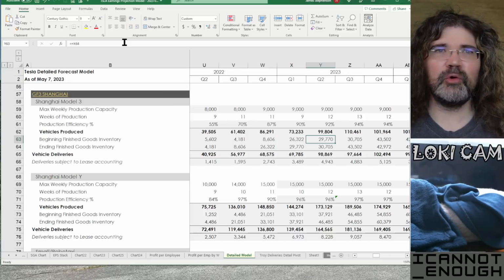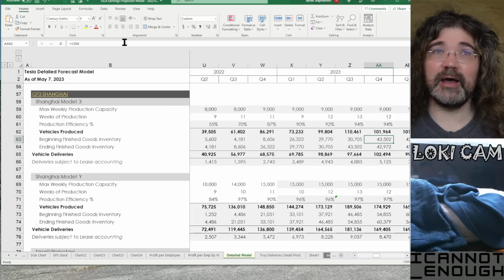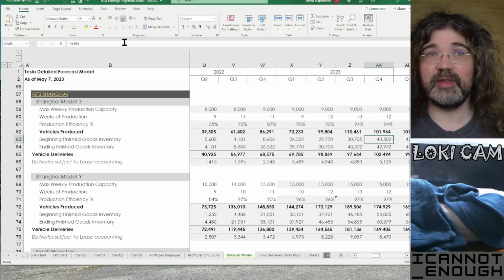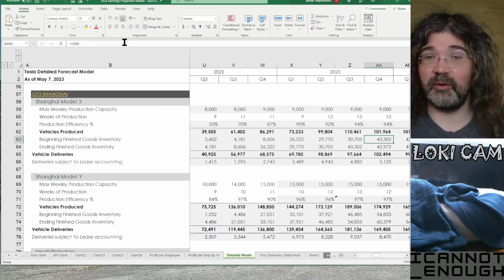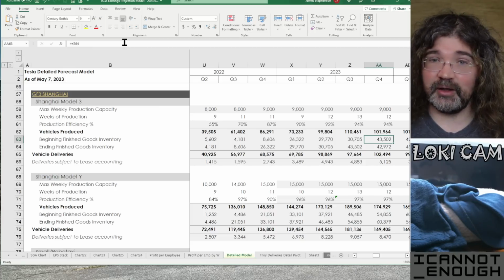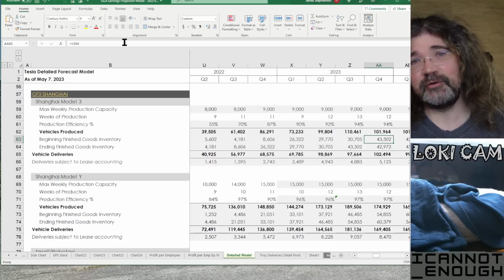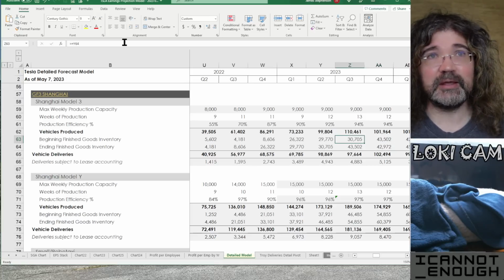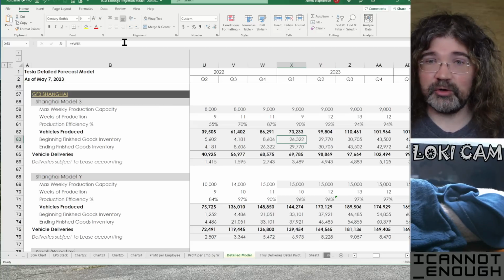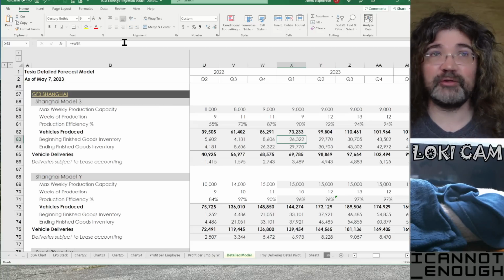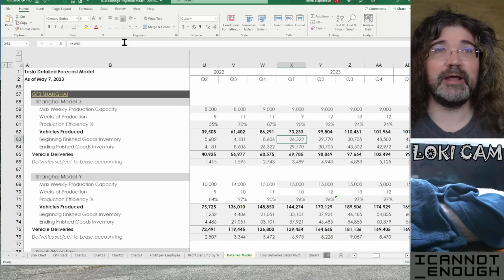Beginning finished goods inventory, you can see these numbers are higher. Shanghai is Tesla's export hub, so like we saw with S and X, a lot of these vehicles are going to end the quarter still on a ro-ro, a roll-on, roll-off ship at sea, or in a foreign port, or on a truck heading to a sales center, right?